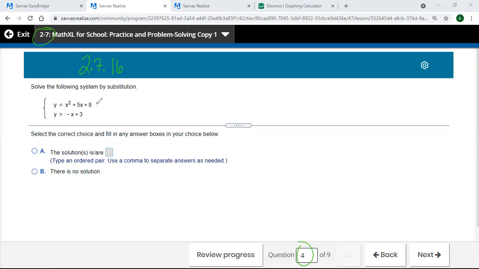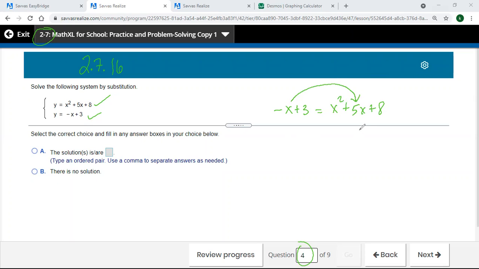So we've got a parabola here, and we have a line, and we're supposed to find the solution. I think the way they want us to do this is to set the two equations equal to each other. Have the negative x plus 3 equal the x squared plus 5x plus 8, and see what we get for an answer. If it's imaginary, it means there's no solution. So let's just give it a whirl here and see what happens.